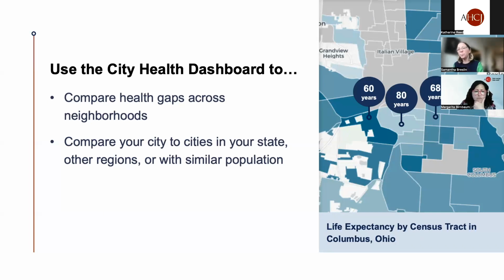And so this tool is really useful in identifying those gaps and where they are, but also digging into why are these gaps appearing? What's happening on the ground that can be contributing to really different life expectancies? And then finally, the City Health Dashboard is a great tool for comparing your city to other cities in your state, other cities with a similar population makeup, similar demographic breakdowns, similar sizes, as well as cities in other regions.